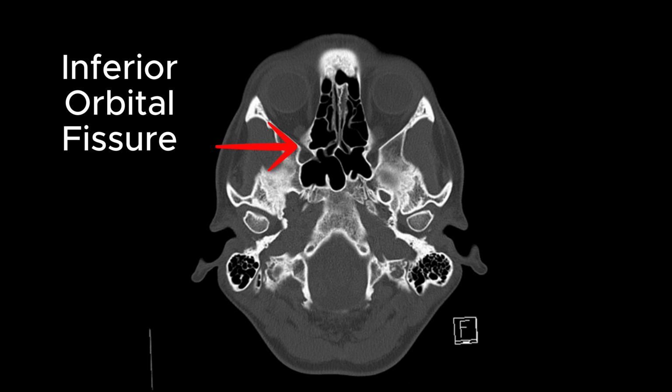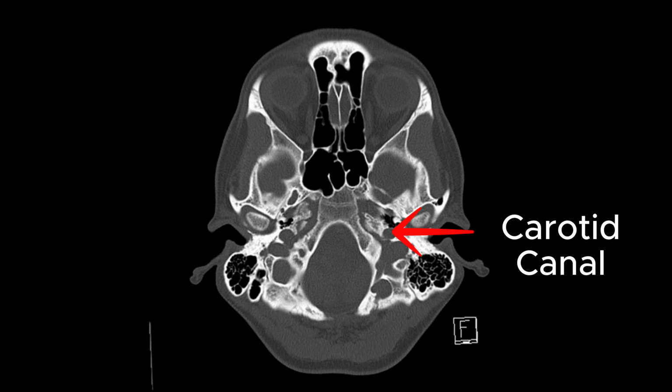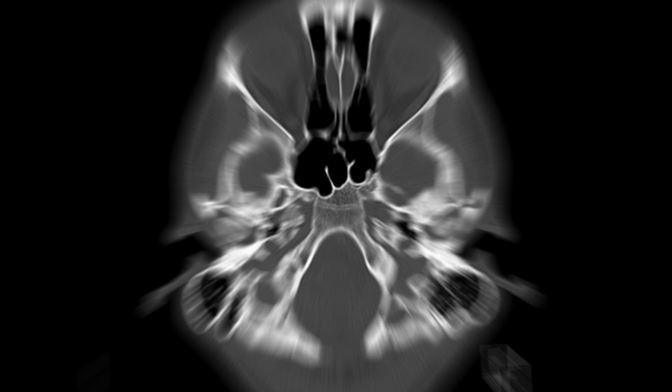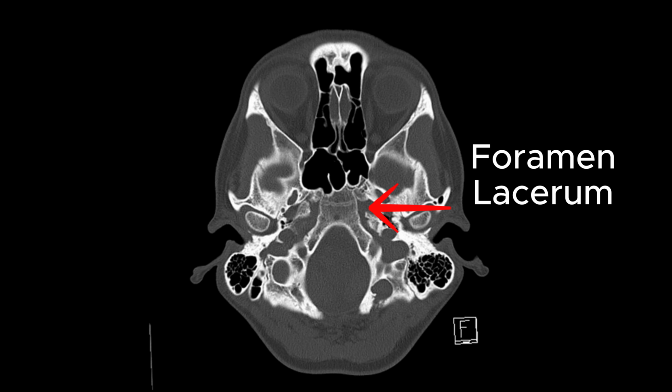This here is the inferior orbital fissure. It allows the passage of infraorbital nerve, artery and vein, inferior ophthalmic vein and zygomatic nerve. This is the carotid canal and it provides passage to the internal carotid artery, its venous plexus and the sympathetic plexus. It lies anterior to the jugular foramen. This is the carotid canal opening into middle cranial fossa superior to the foramen lacerum. Here you can see the foramen lacerum.